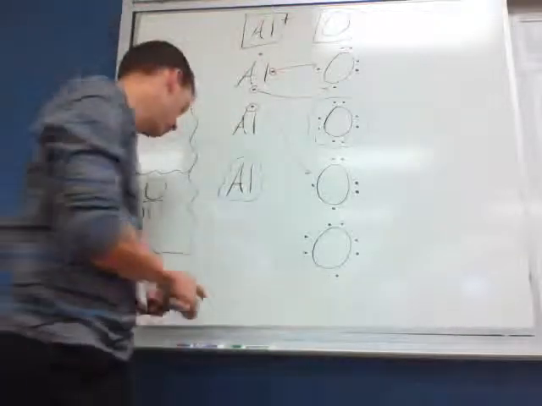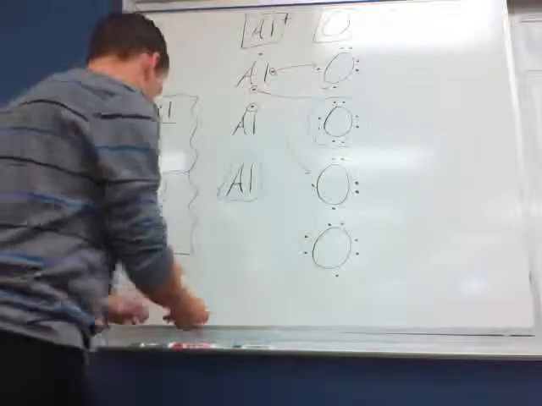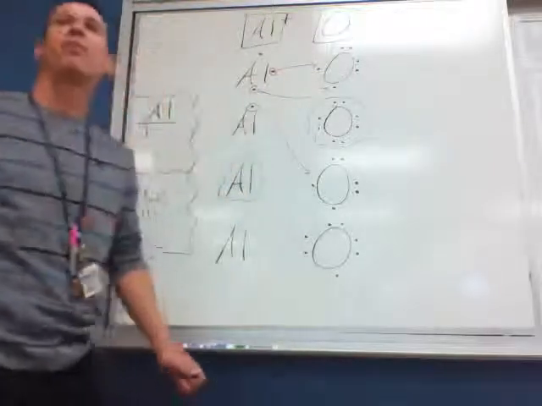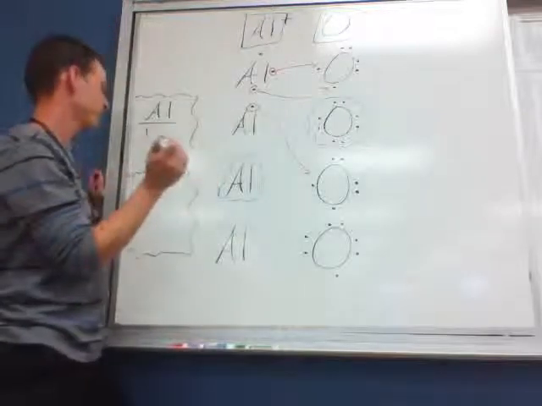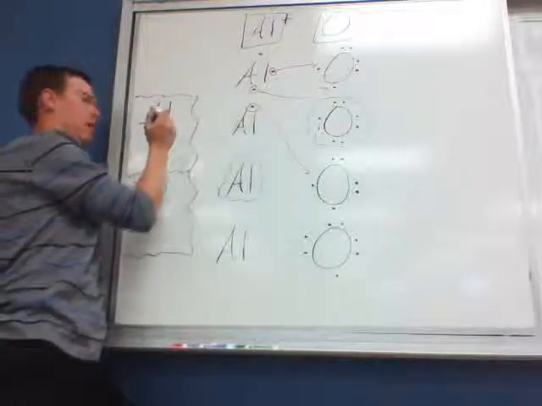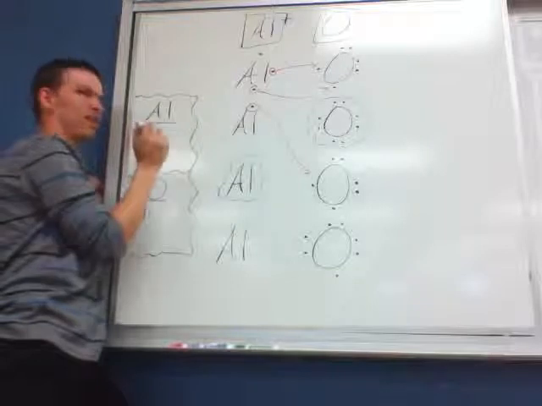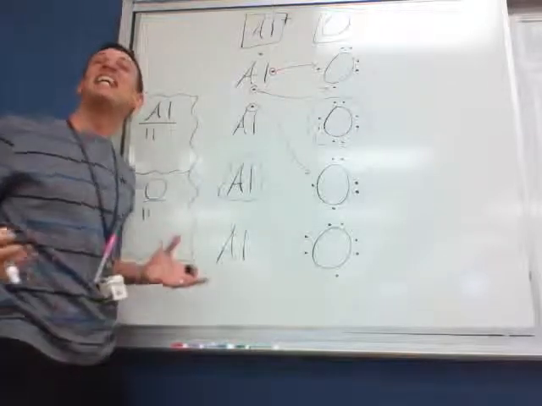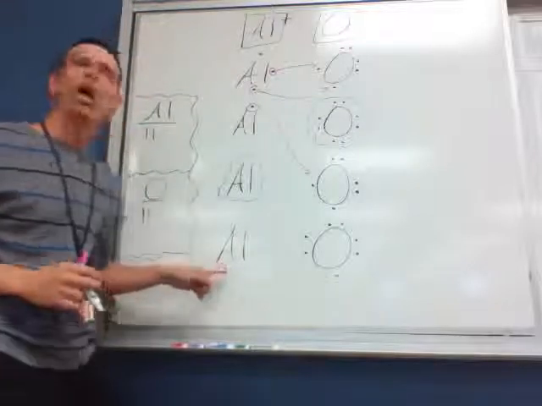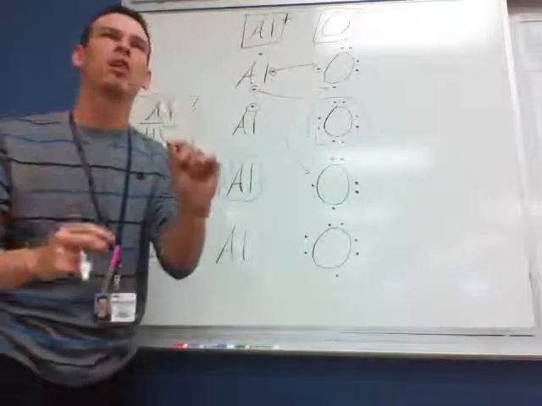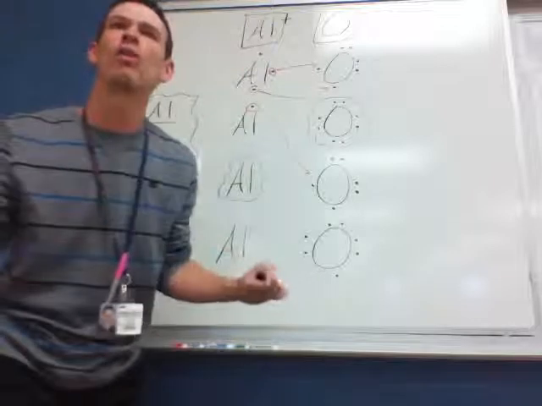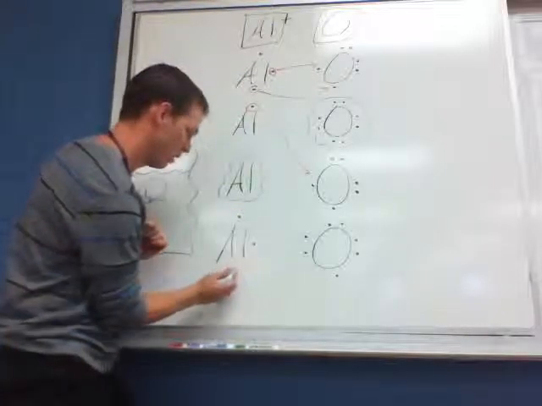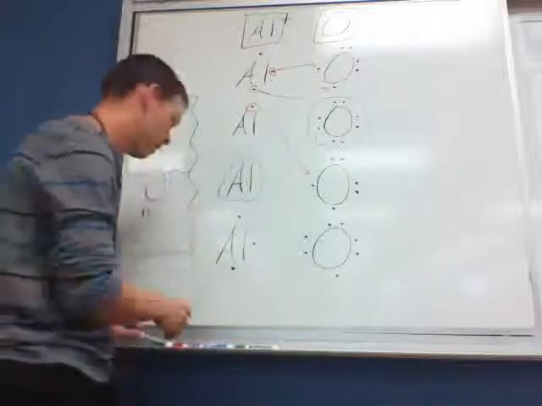A brand new aluminum. All right. So here we go. Watch. I'm going to introduce a new aluminum. I've now drawn a second aluminum. Hey, look, a new aluminum. How many valence electrons does aluminum always start with? 3, because he's in group 13. 1, 2, 3. All right, let's move some dots again.